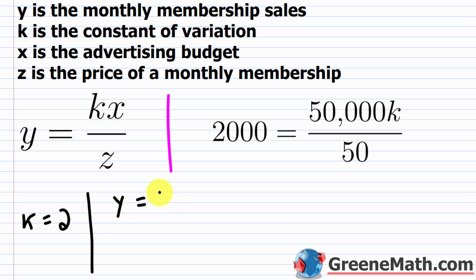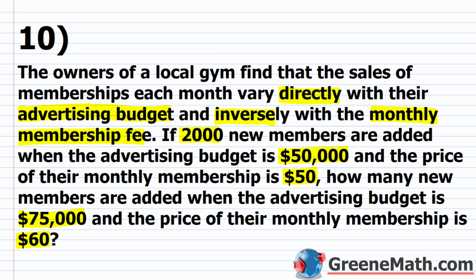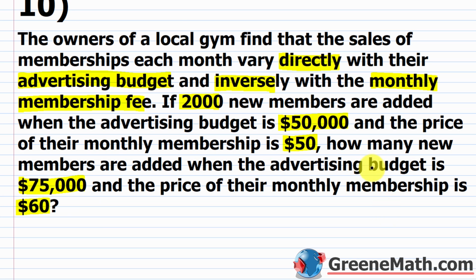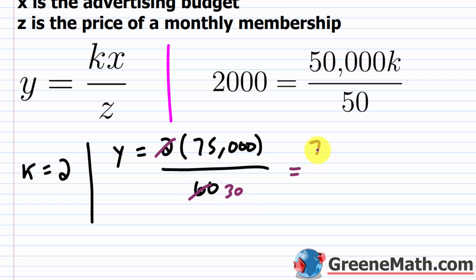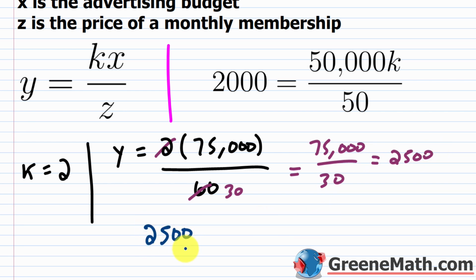So y is equal to, k is 2, then times, what is x? Let's go back up. We're trying to figure out, well, when the advertising budget is $75,000, so $75,000 is your x, and the price of the monthly membership is $60, so z is 60. This is going to be 2 times 75,000 over 60. I think it would make it easier on your calculator to just cancel this with this and put 30 down here. And then you could just punch in 75,000 over 30 in your calculator. And let me fix this 3. And that's going to give me 2,500. So basically, you're going to end up with 2,500 new members.